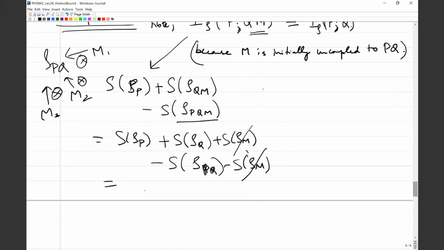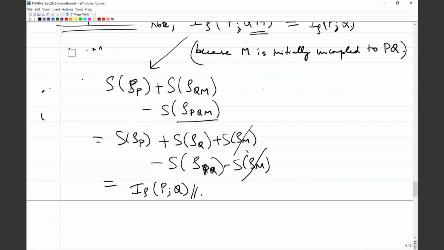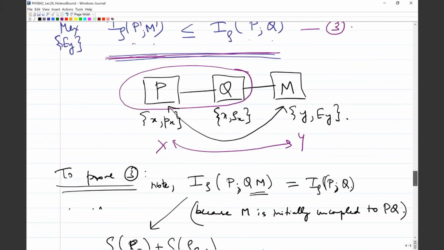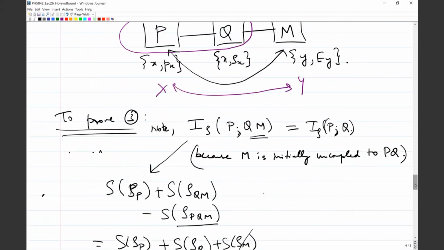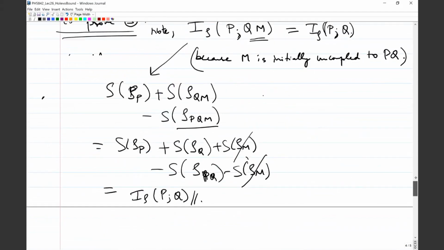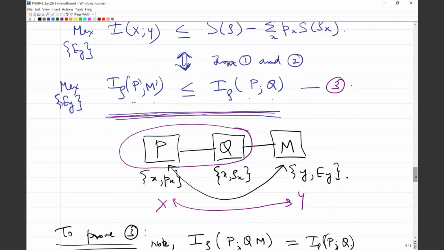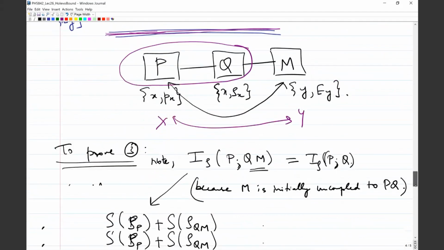So this is nothing but then the mutual information between P and Q. Right? So this is the first step. So we've made it into a tripartite. We've brought in the M system also. Now we can do the quantum transformation, right? So I'm starting now with the right-hand side of the Holevo, right? That's where I started. So this is the RHS.